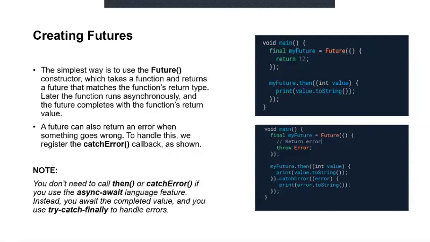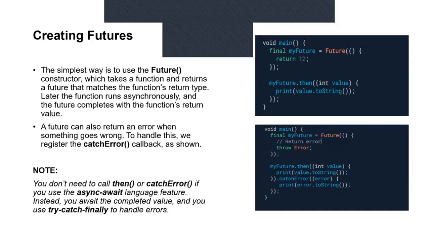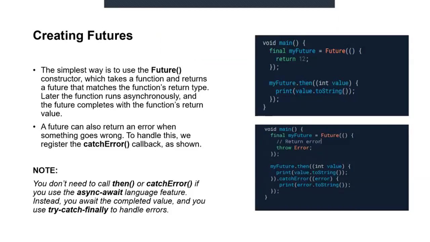And then there is a note here that you don't need to call .then or .catchError if you are using the async await language feature. So our fourth API in this session is async await, and we shall talk about it when we get to that session. But especially talking of Flutter, most of the time we have found ourselves interacting with just async and await, and mostly we don't use the .then or .catchError callbacks unless necessary. So instead, you just await the completed value and you use try catch and finally to handle errors.